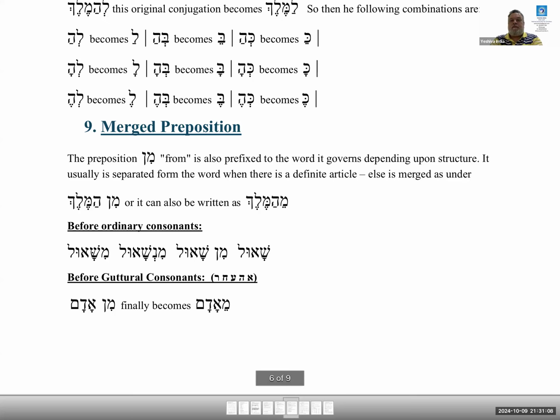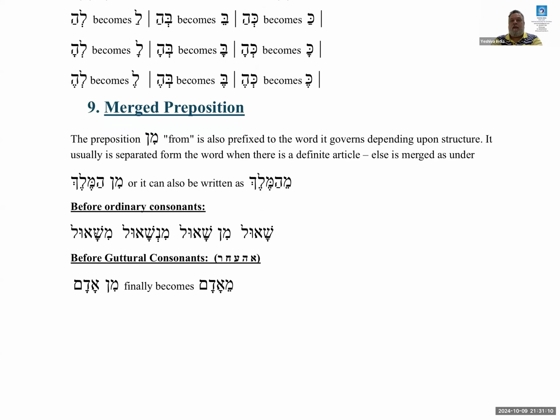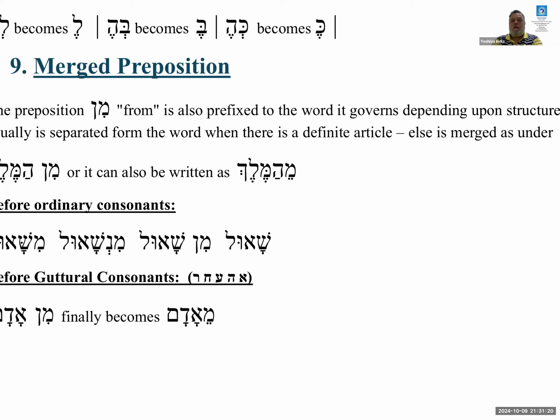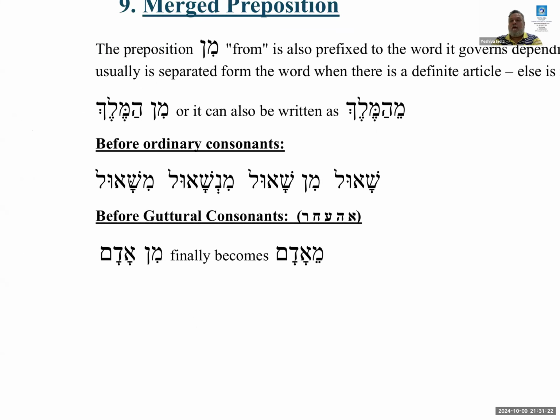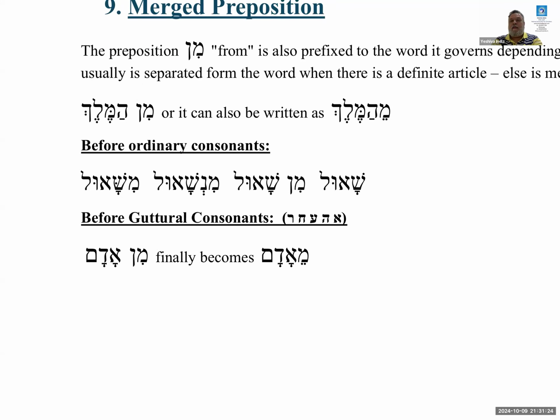Great. Before gutturals, which are Aleph, He, Ain, Chet, and Resh, Min, okay, Min Adam finally becomes Me Adam. The nun takes off, goes for a walk, never comes back. It becomes Me Adam.